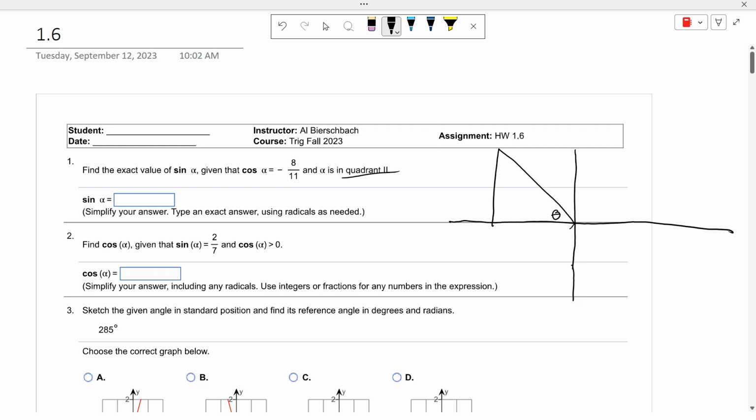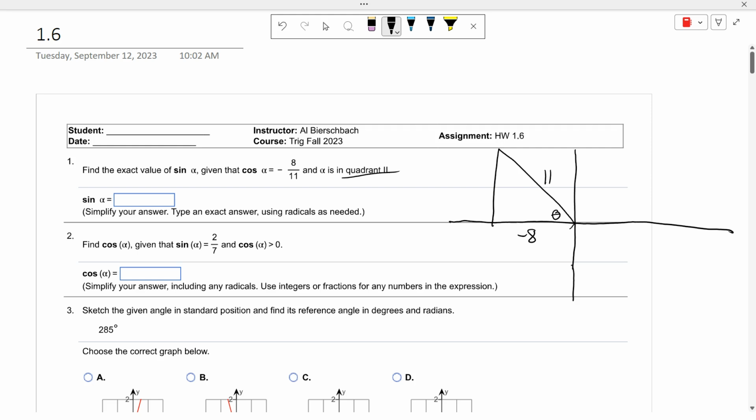Quadrant 2. Okay? Cosine is what over what? Adjacent over hypotenuse. The adjacent side is -8. The hypotenuse is 11. Why didn't I put the negative on the hypotenuse? Because the hypotenuse is never negative. It's always positive. The sides might be negative. The hypotenuse is always positive.